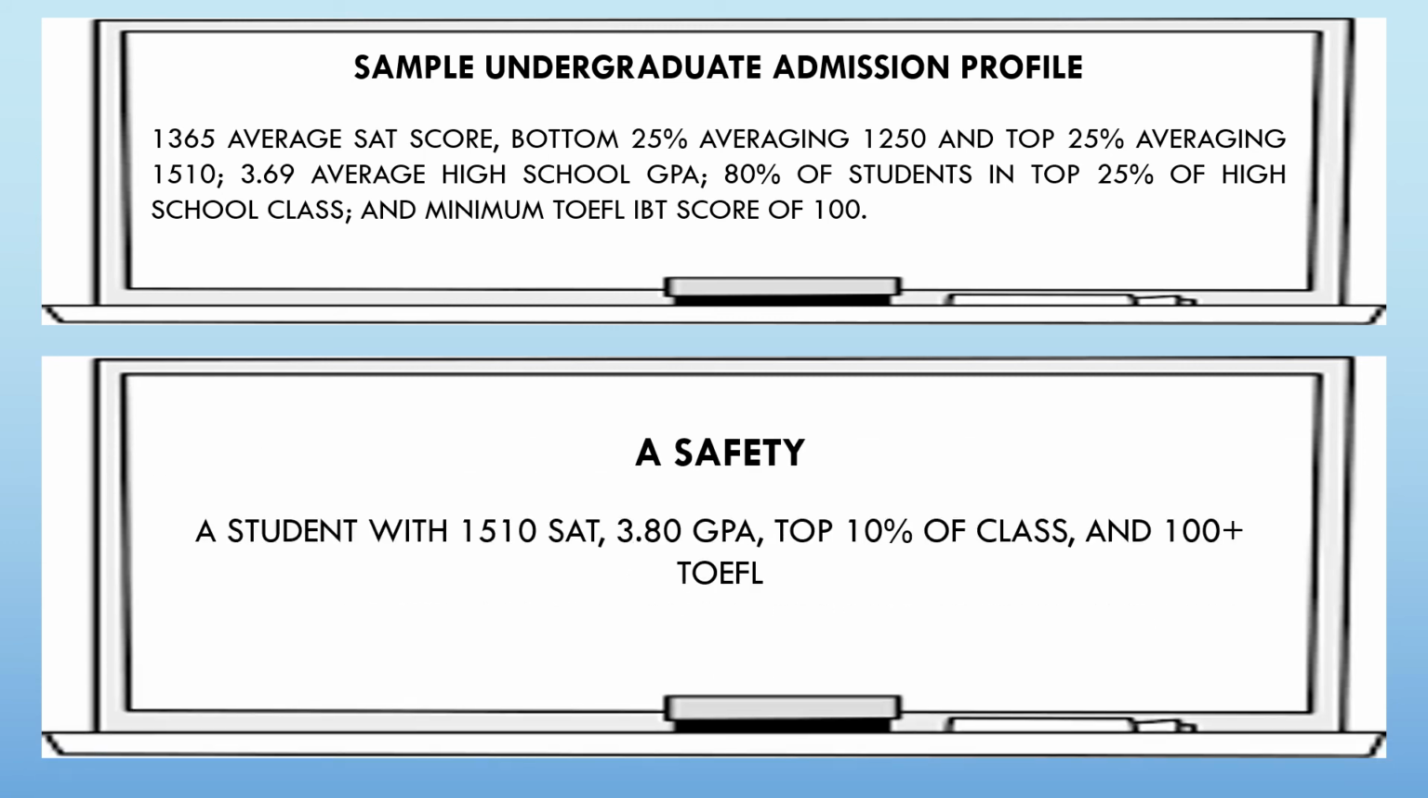It would be a bit more difficult to get into. Here's a student with an outstanding record of achievement, 1510 SAT, 3.8 GPA, in the top 10% of their class, and with a TOEFL score far in excess of 100. For this student, compared to the average of the admissions profile, this institution would be relatively easy to be admitted to. Therefore, this institution would be a safety.